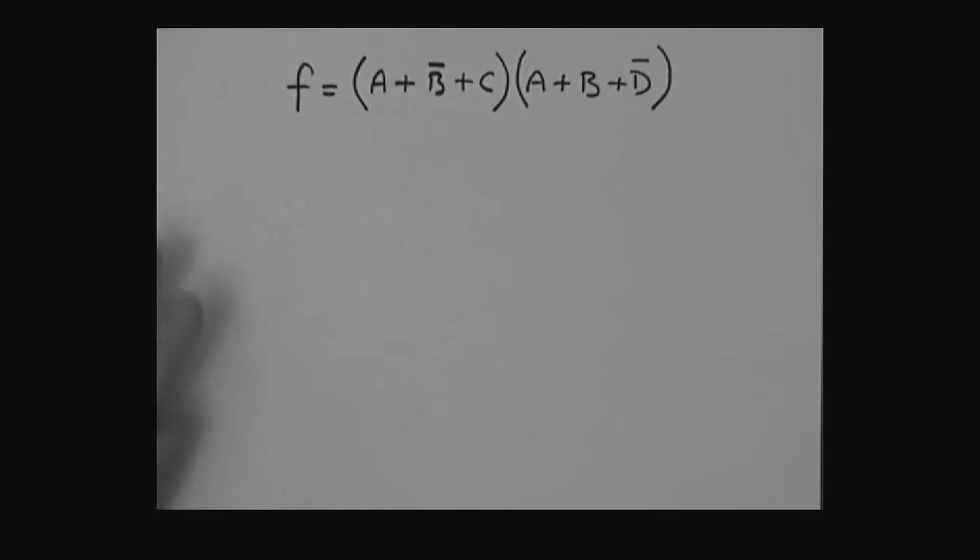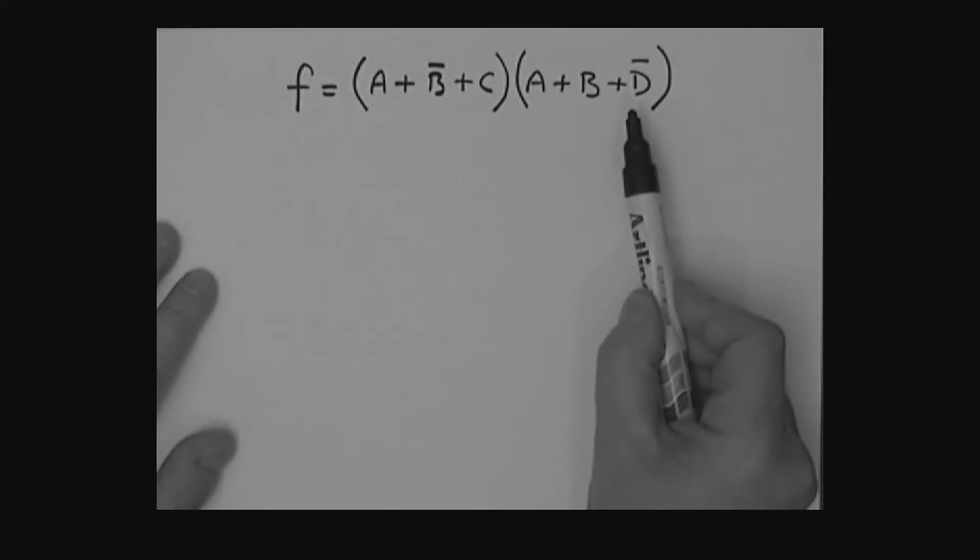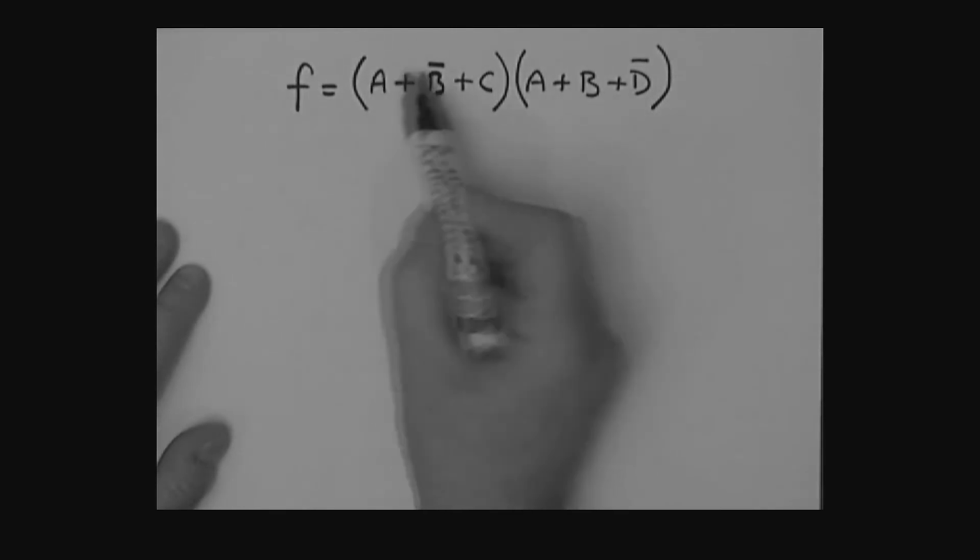Let's have a look at this example. Now, first of all, I'm going to say to you here that this is not in a sum of products form. You need to get it in a sum of products form. So how do you do that? Well, you expand it out. Okay, so let's do that. Okay, expanding this out, what do we have?